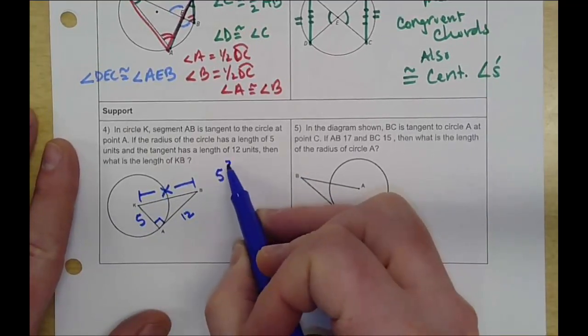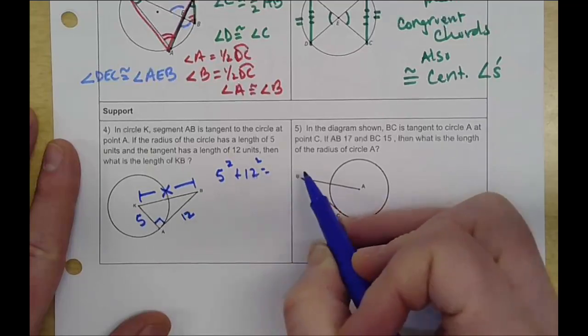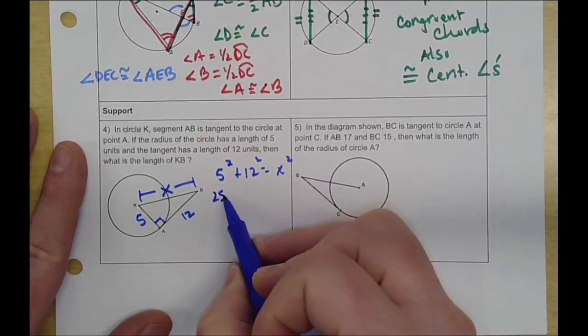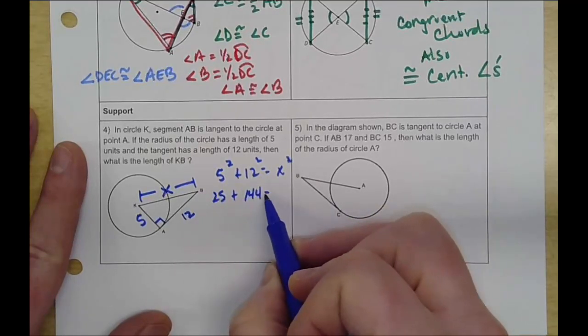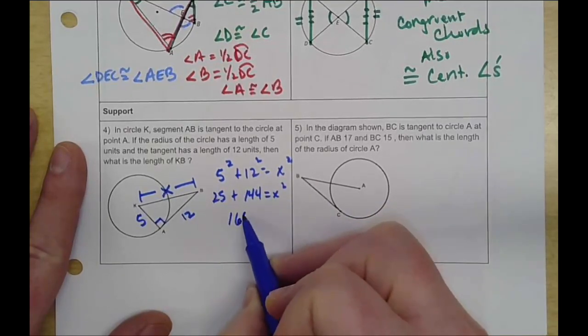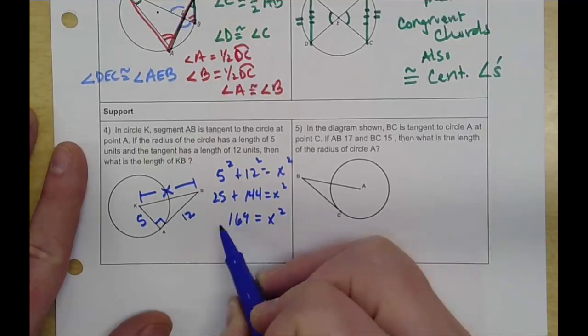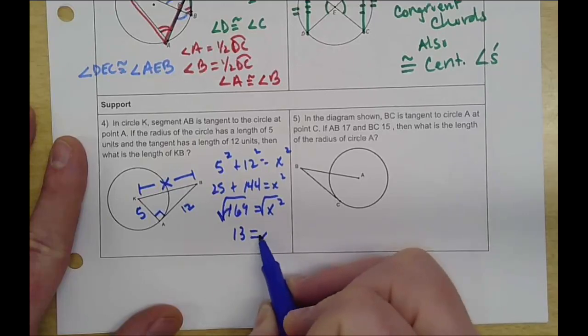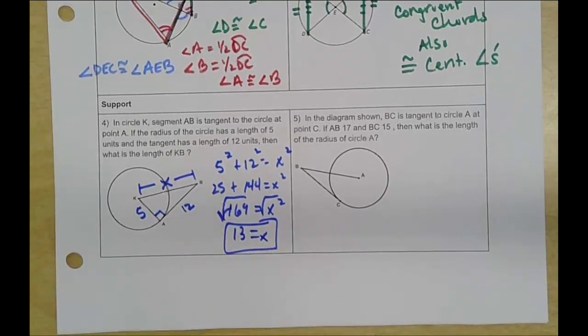Pythagorean theorem, people. 5 squared plus 12 squared equals X squared. This is a common right triangle, by the way. 25 plus 144 equals X squared. Add those together, you get 169. And when you square root it, you get 13 for your answer. 13 is the answer right here.